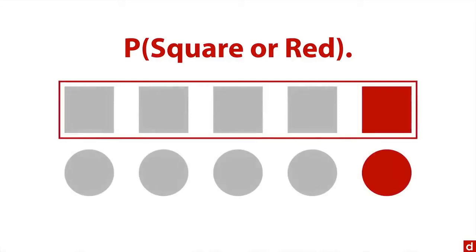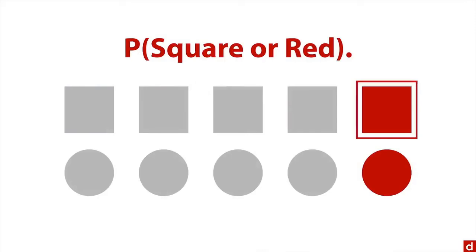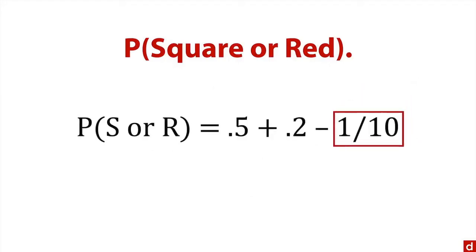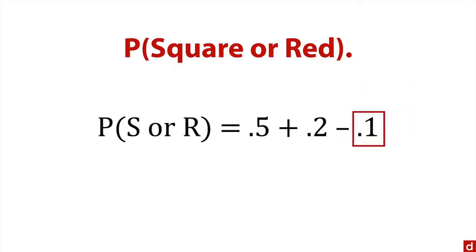There's the squares on top, and there's the things that are red on the side, and you see they overlap. And this is our little overlapping red square. So there's one shape that meets both of those, 1 out of 10. So we come back here, we do 1 out of 10, that reduces to 0.1.